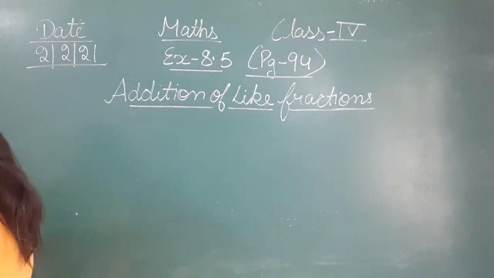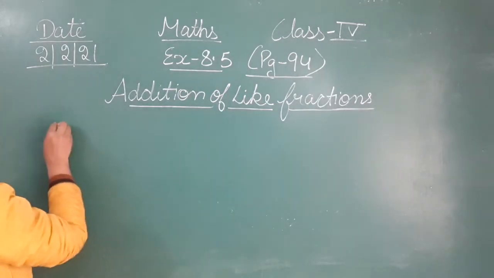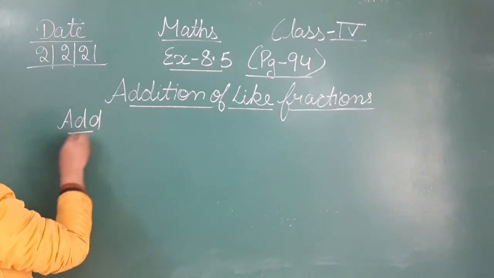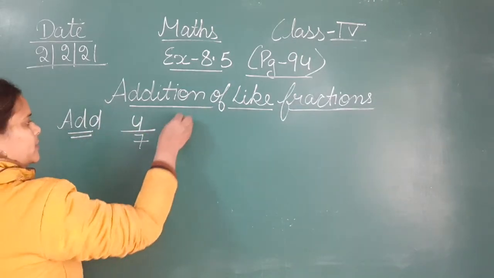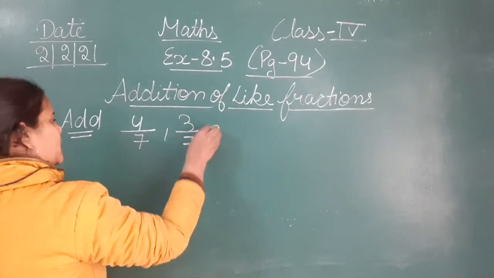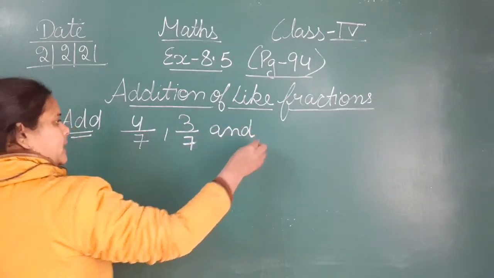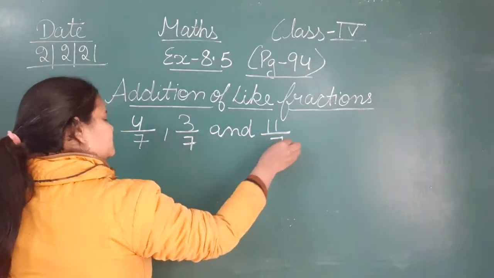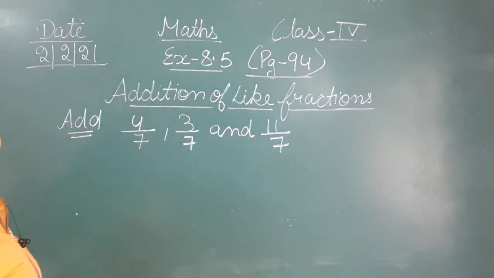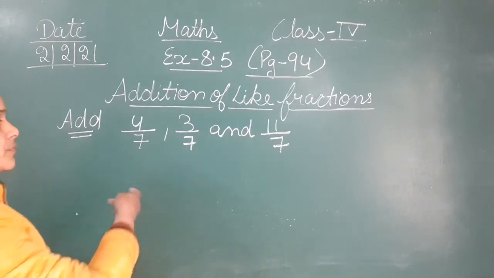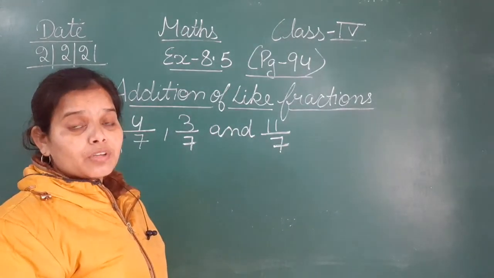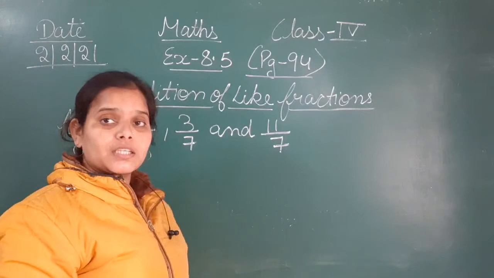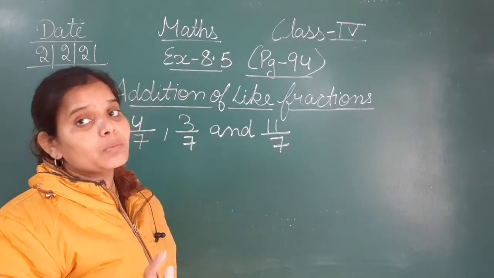Okay, now we are going to add the three fractions. Add 4 upon 7, 3 upon 7 and 11 upon 7. Suppose these three or any three fractions are given and now you have to add the three fractions. देखिए इससे पहले हमने two fractions को add किया था. In this we have to add three fractions, but the method of adding the fractions will be same.